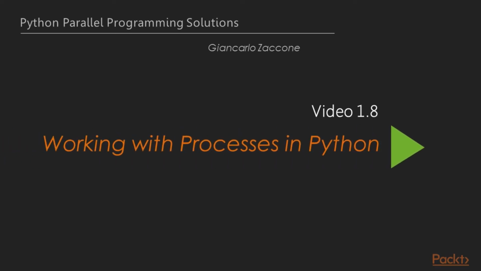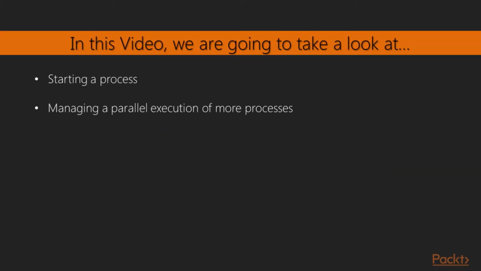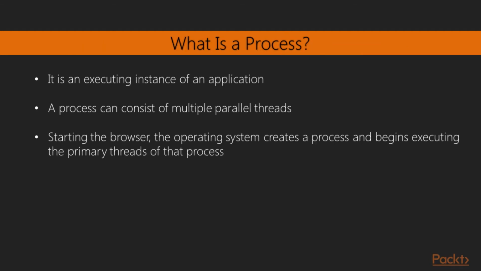In the previous video, we introduced Python. This video will introduce us to processes in Python and help us start working with them. So let's get started. A process is an executing instance of an application. For example, double-clicking on the internet browser icon on the desktop will start a process that runs the browser. A process can consist of multiple parallel threads. Starting the browser, the operating system creates a process and begins executing the primary thread of that process.